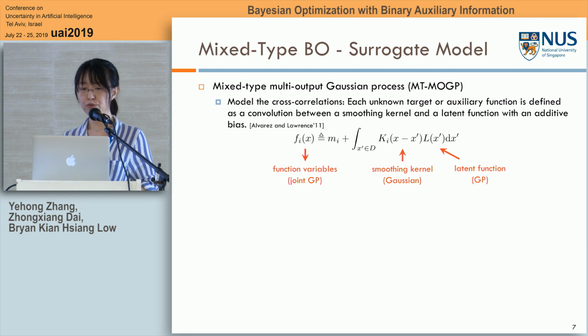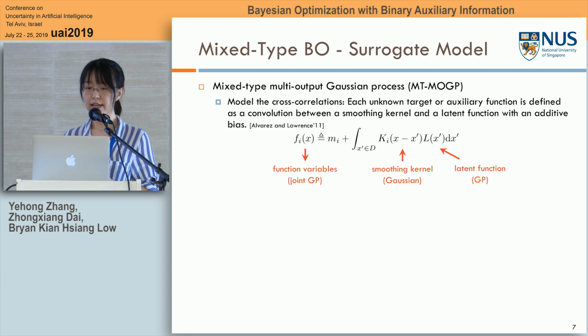First, for the surrogate model, to model the cross-correlation between the continuous and binary outputs, we exploit the idea from the convolutional multi-output Gaussian process. Here, we assume that each target and auxiliary function is defined as a convolution between a smoothing kernel and a latent function. They have shown that if we assume the latent function is a Gaussian process and the kernel is Gaussian, then a joint distribution over the target and auxiliary functions will also be a Gaussian process.